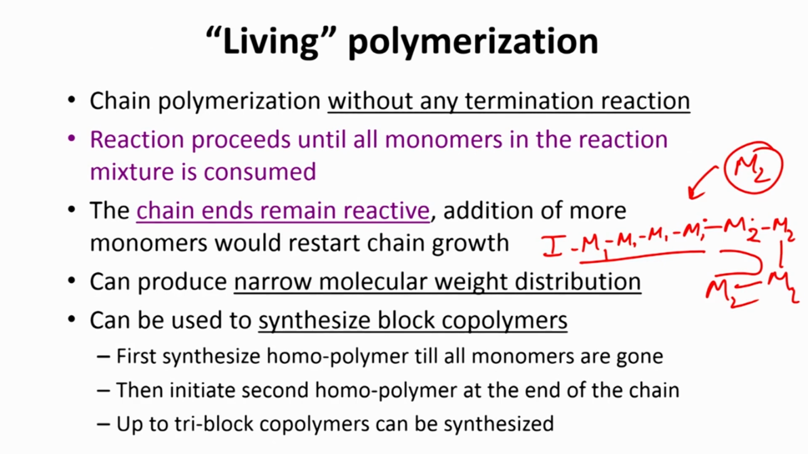Typically you can continue to do this up to triblock copolymers. So, you can have another monomer M3 continuing to grow as the reaction is continuing. Typically by the time you are finished with 3 of these different types of monomers, there is enough combination or disproportionation termination that has happened that not many active sites are remaining. So, you do not get more than triblock copolymers by this method.